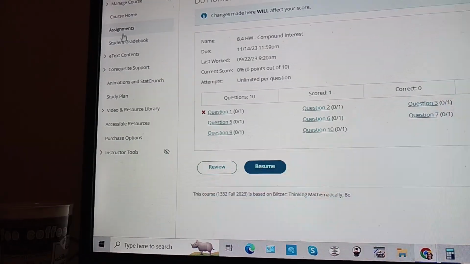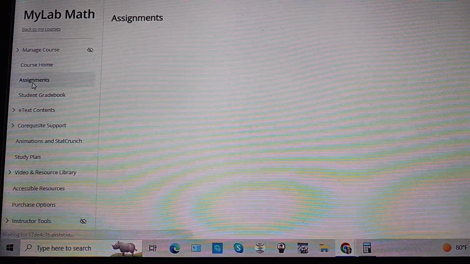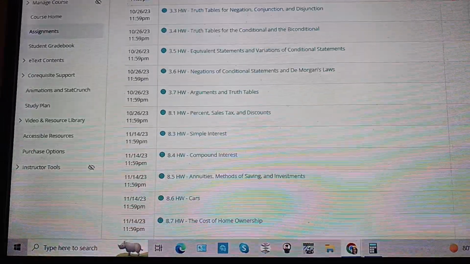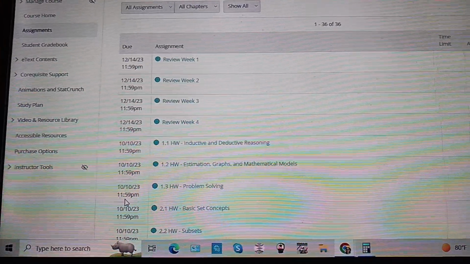So the assignments tab on the side, that's really the only tab you need. The assignments tab, this is all you have to do. Just what's in here is all you have to do by the end of the semester. And each one by its own deadline.